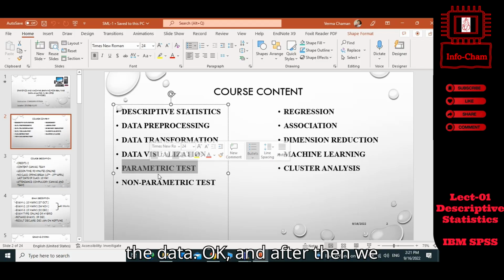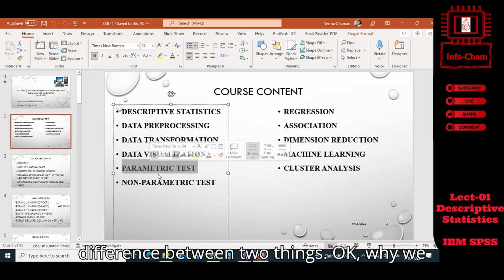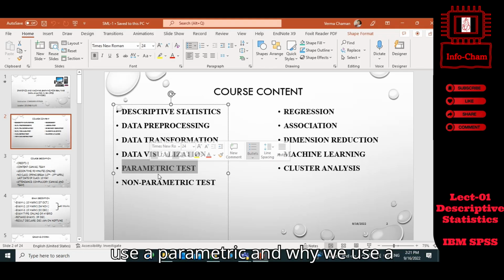Okay, and after then we will go for the non-parametric test. Maybe I will explain it later, when I start the lesson, and I will tell you what the actual difference is between the two things. Why we use parametric and why we use non-parametric. There will be a lot of rules we will learn.